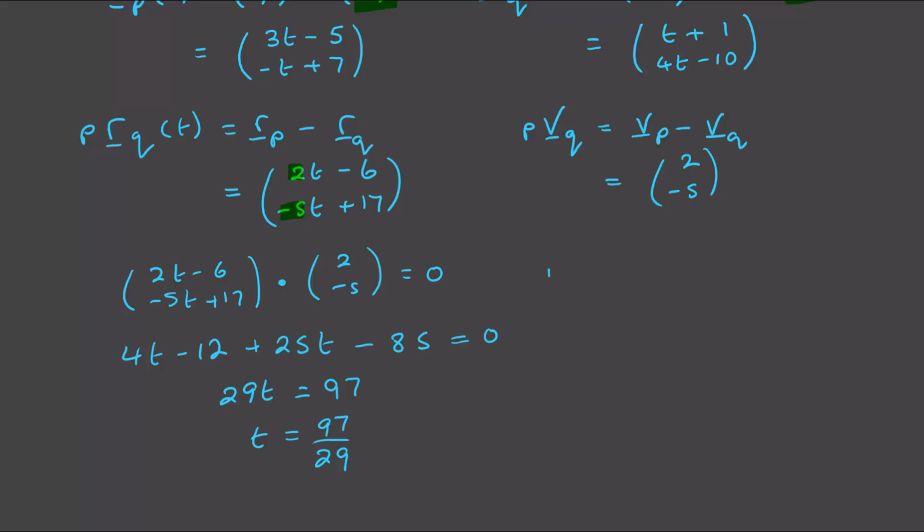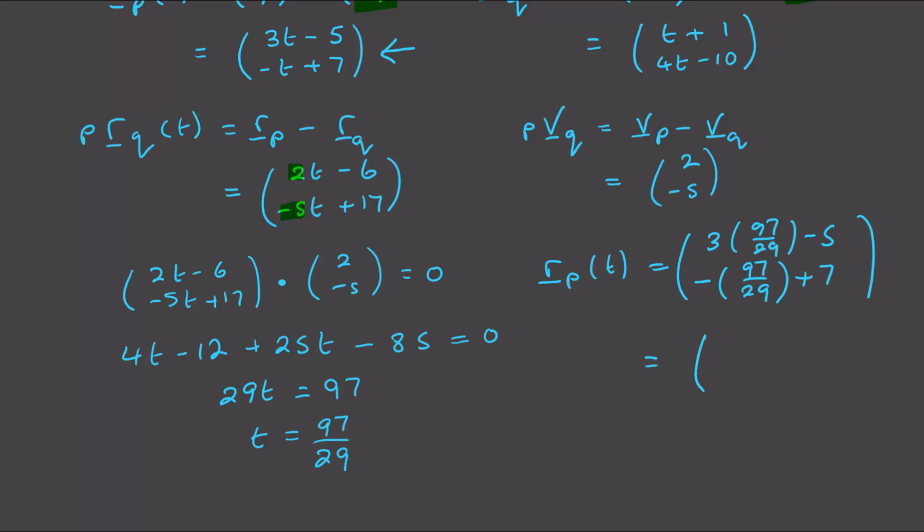Now at this time, Rp would be, we're using this up here, (3 times 97 over 29 take away 5, -97 over 29 plus 7). And that gives us, let's put the 29 out here, 1 over 29 of (146, 106). So that's the position of P at that time.